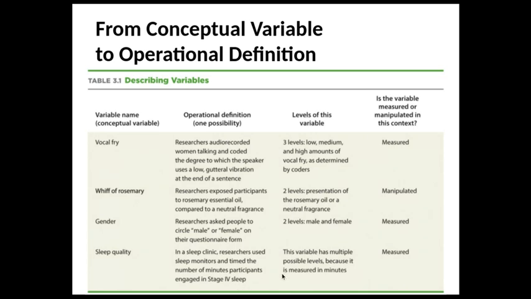So the variable could have multiple possible levels because you are measuring it in minutes. You're counting the number of minutes that a person sleeps in this stage of sleep. In this case, obviously, this is a measured variable because they are observing and recording the total number of sleep minutes in this stage of sleep. So it is a measured variable. Hopefully, you understand the difference between the 2.